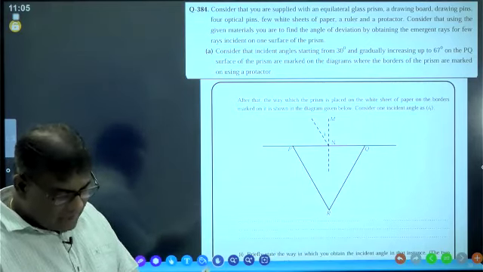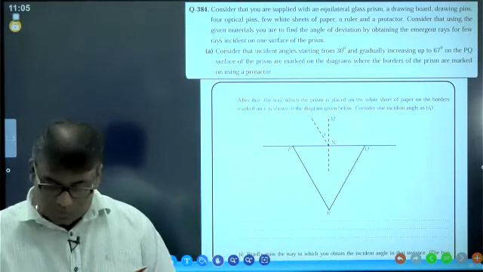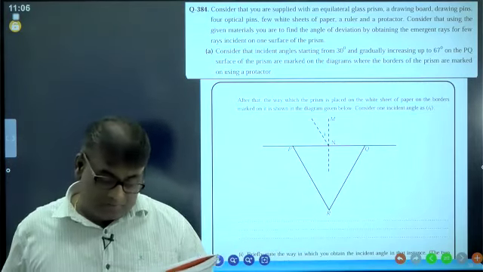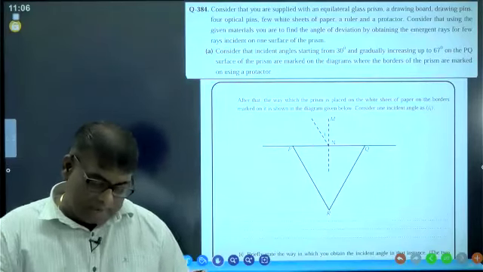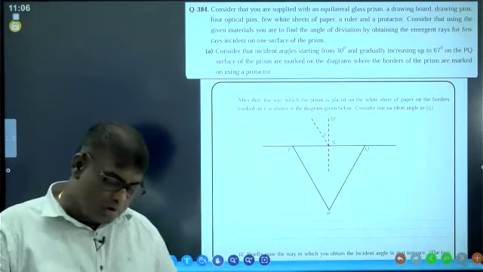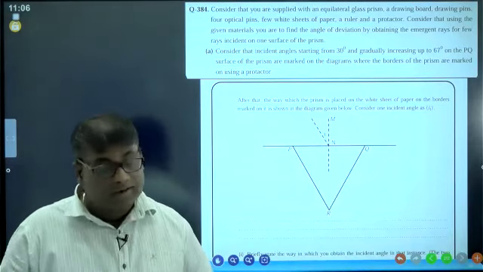Consider the incident angle starting from 30 degrees, gradually increasing up to 67 degrees on the PQ surface of the prism, as marked on the diagram, where the borders of the prism are marked using the protractor. Okay.